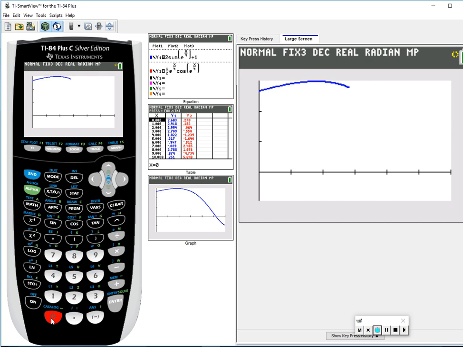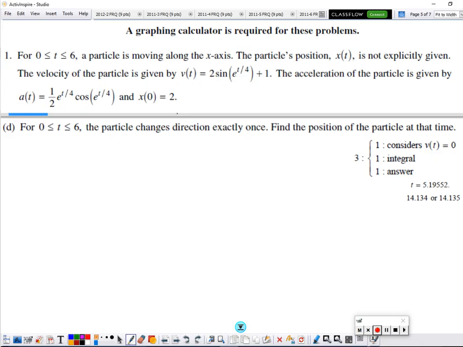They say find the position of the particle when the particle changes direction. The particle changes direction when the sign of the velocity changes. So this is the time when the particle is changing direction. So you need to find the position of the particle at that time.